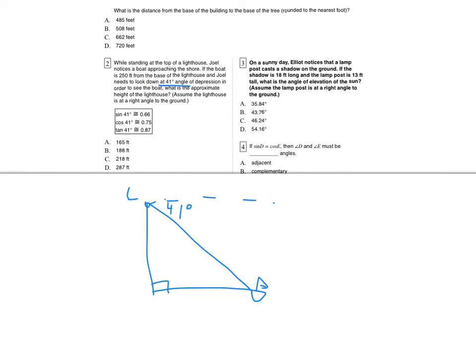So whenever I'm doing angle of depression from the top down, I always just label it as the angle of elevation from the bottom back up. And you'll always be right if you do that, whether it's angle of elevation or depression. If you put it in that bottom corner with a horizontal line, you'll always be correct. And so it says the boat is 250 feet away from the base of the lighthouse, and we want to know the lighthouse height. So I would use a tangent there. I'm going to say tangent of 41 equals x over 250, opposite over adjacent. So we'll multiply that 250 over, and that's it.